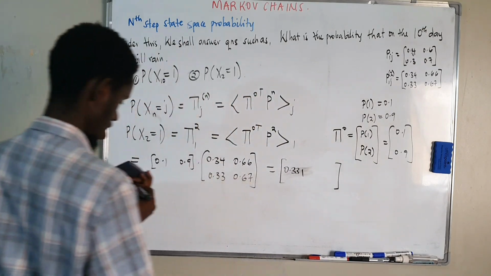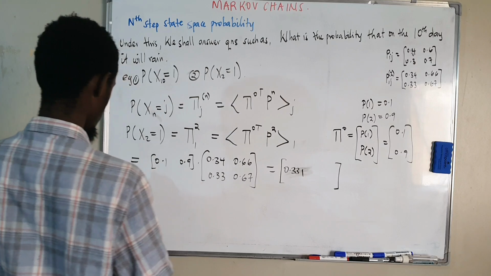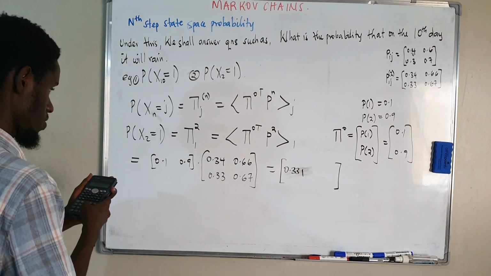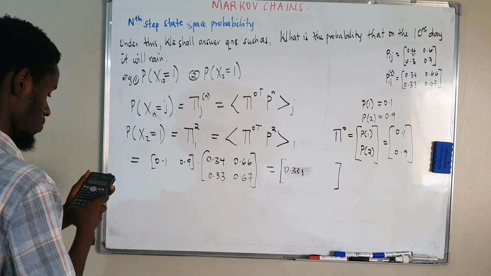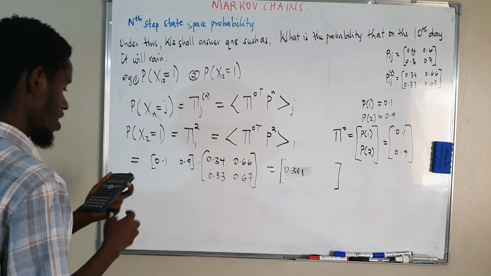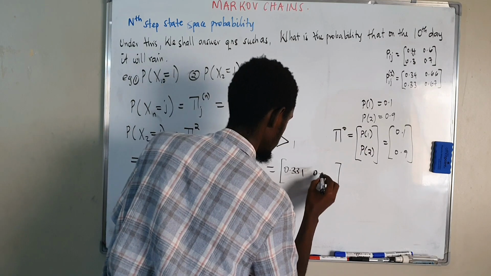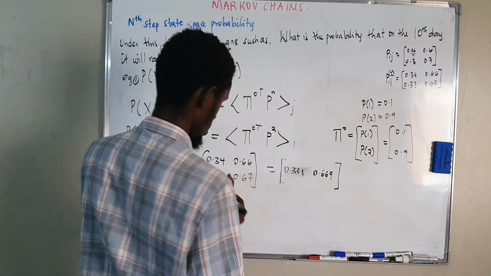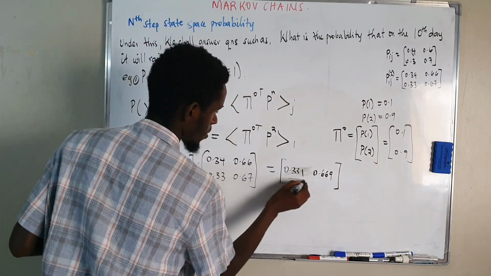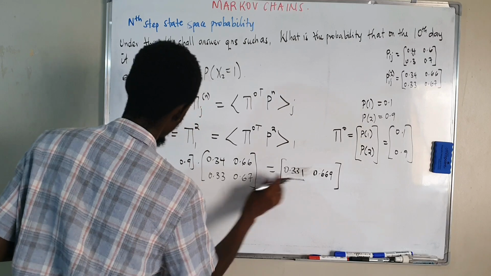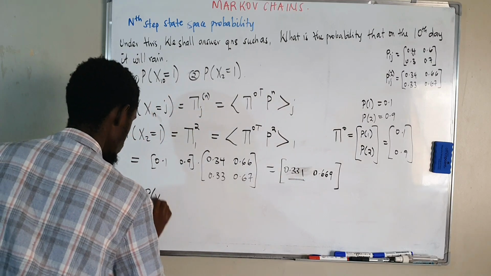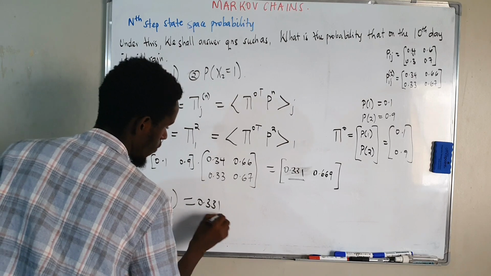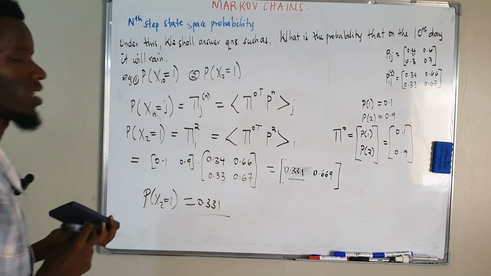0.331, and then another answer here, I'm going to get 0.1 into 0.66 plus 0.9 into 0.67, and then I have to get 0.669. If I add these two, I have to get a 1. But for my answer, I just need the pi 1. Therefore, my probability of x2 equaling 1 is going to be the same as having 0.331.